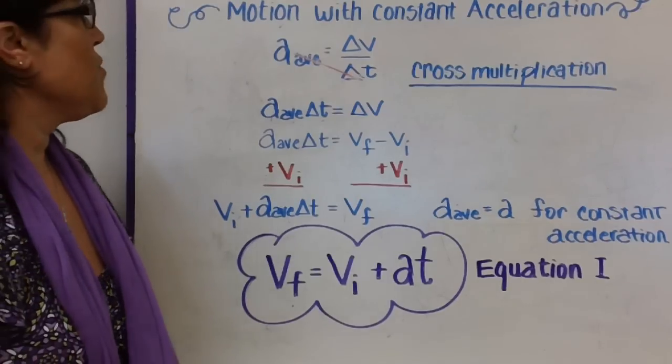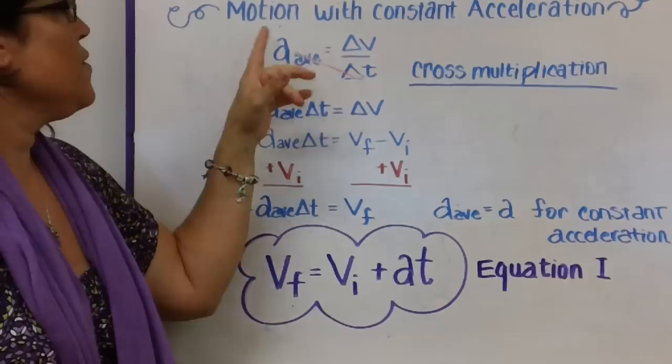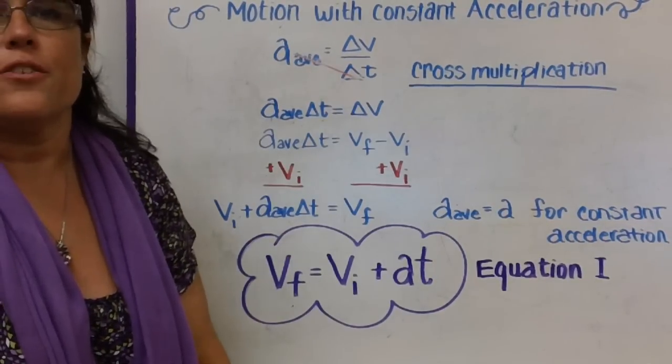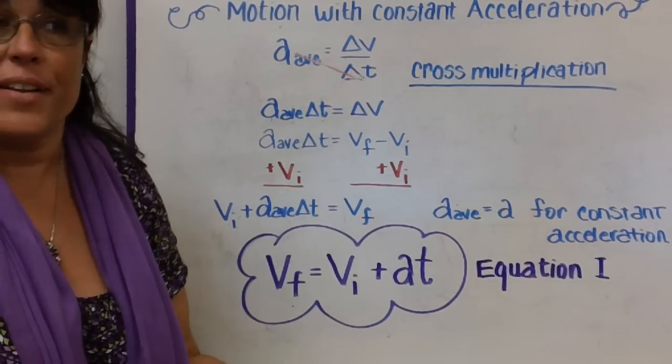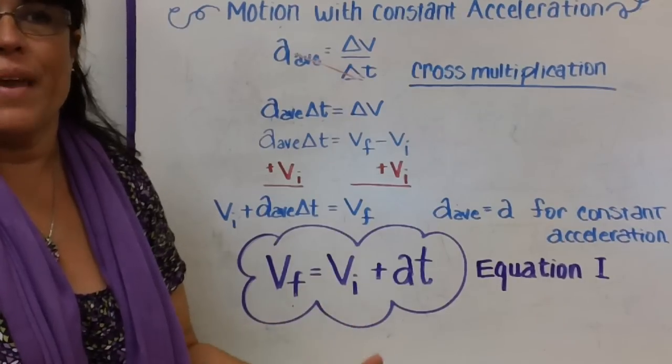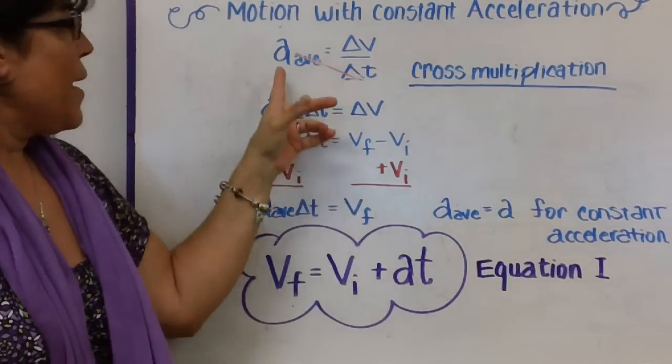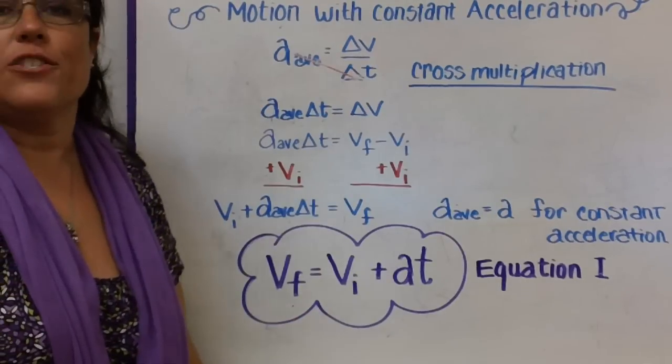Okay, so today we're going to be talking about a special type of motion, and this is motion with constant acceleration. So constant acceleration is just saying that the acceleration is not changing. It will remain at the same rate throughout the whole problem. Okay, so we're going to come up with some equations that we're going to use.